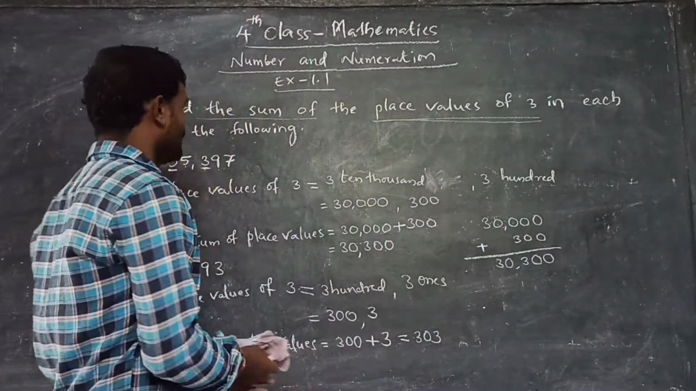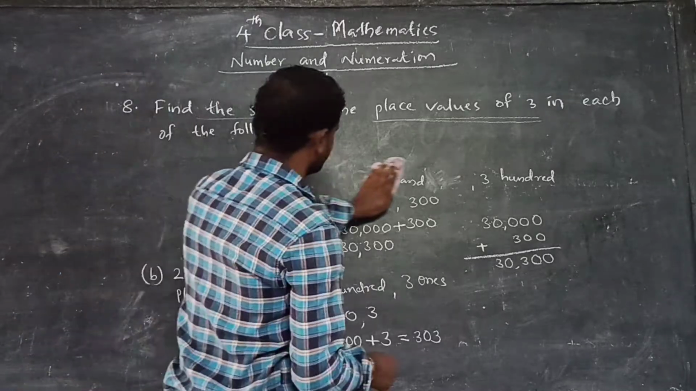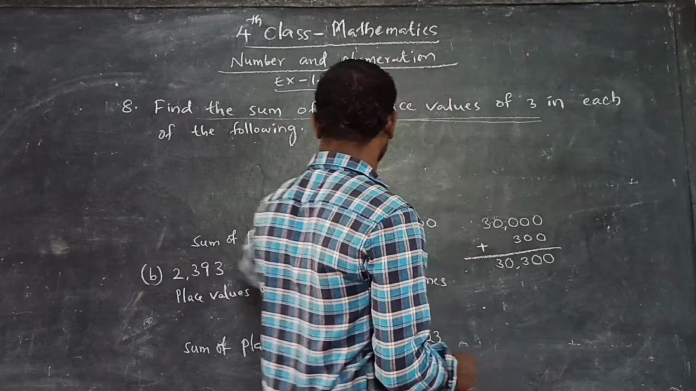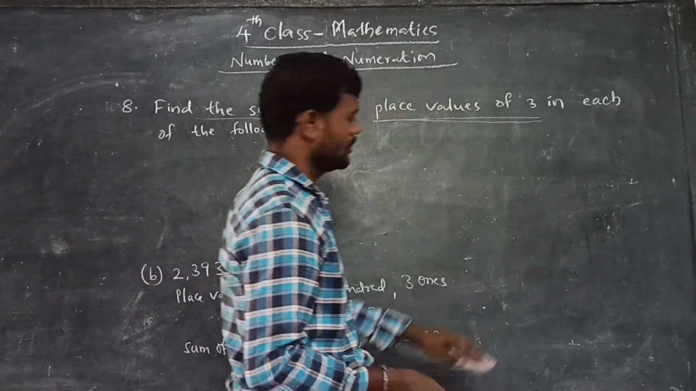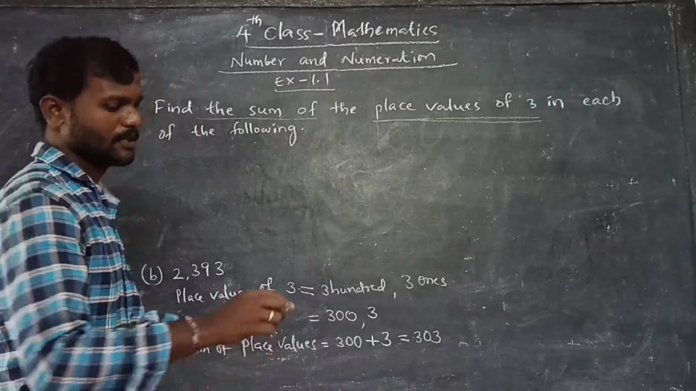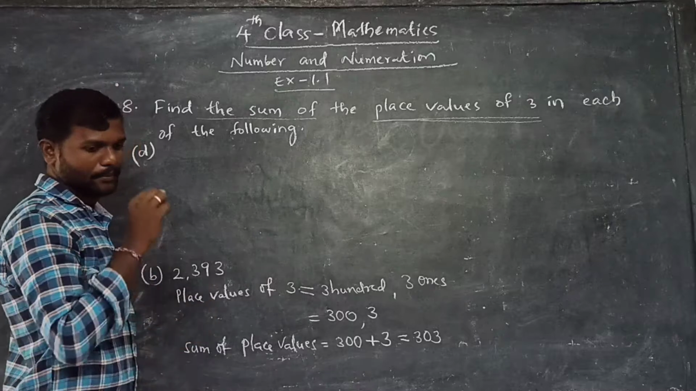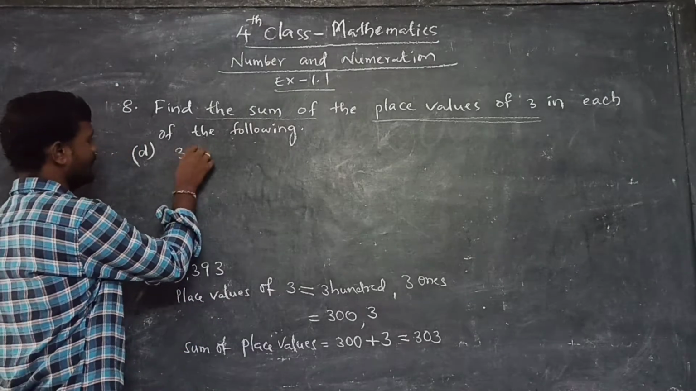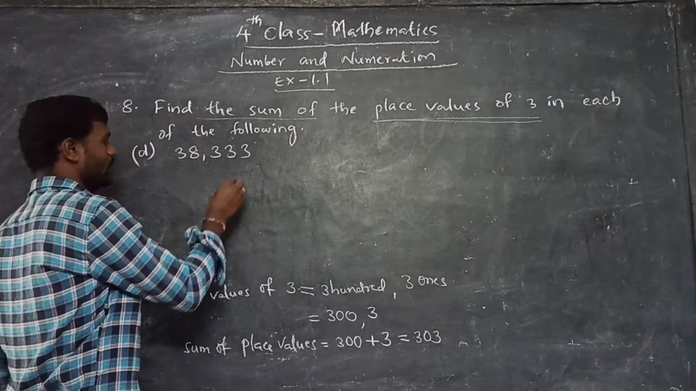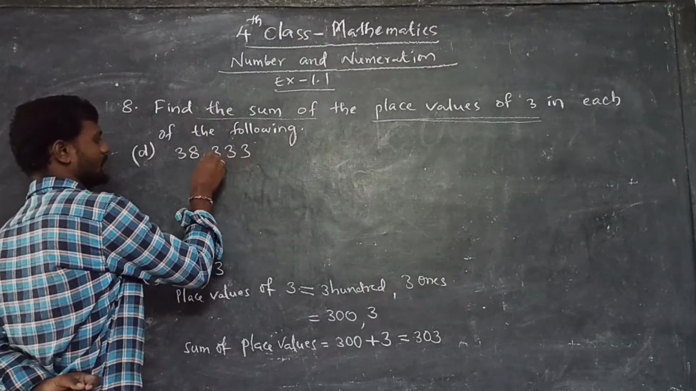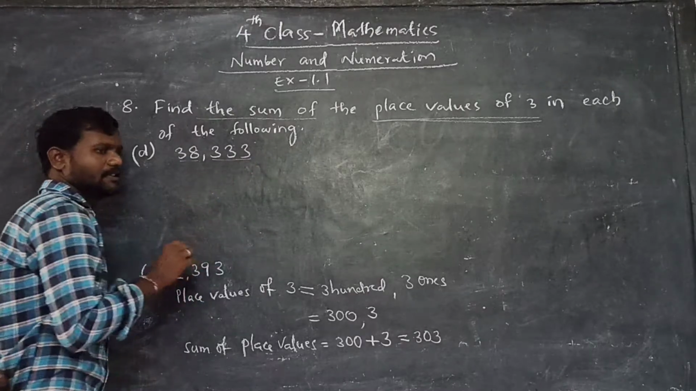Observe problem D. Okay, see, you do it yourself and observe problem D in the exercise. What is that problem? 38333. How can you read this? Ones, tens, hundreds, thousands, 10,000s. So 38,333. That is the number.